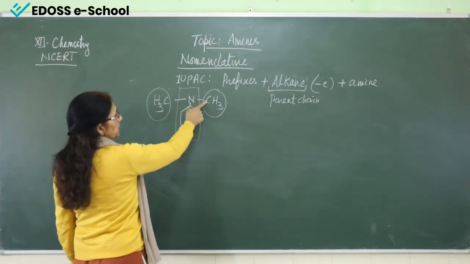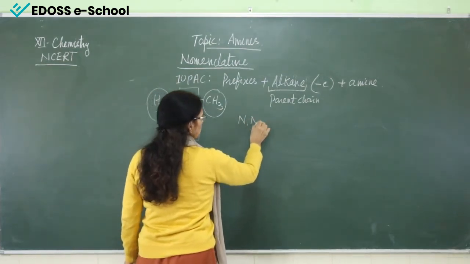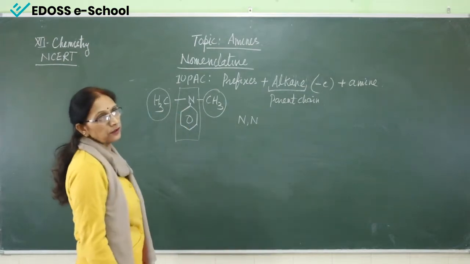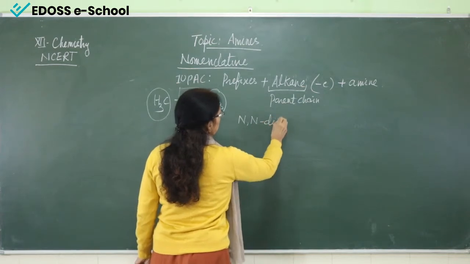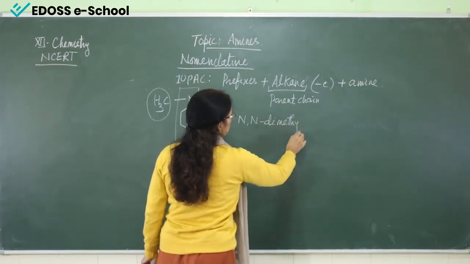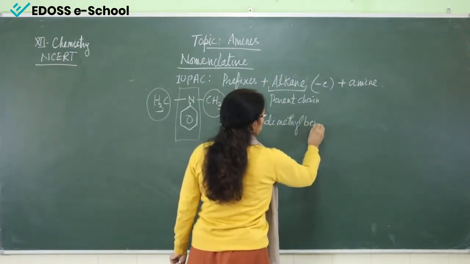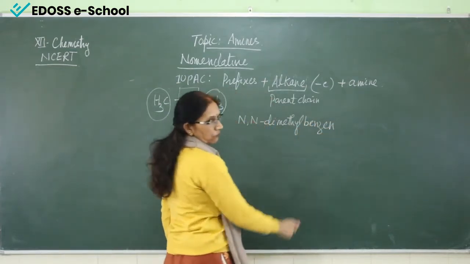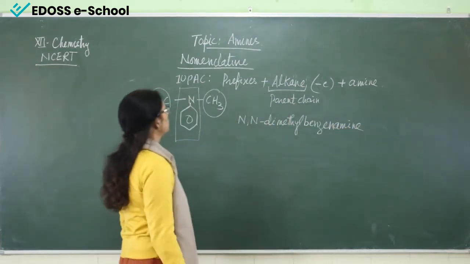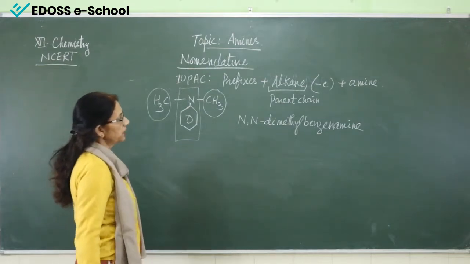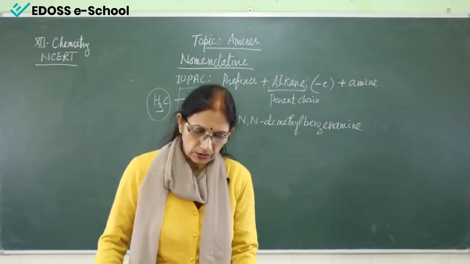So prefixes are attached with N. So we will use N, comma N, because both methyl groups are attached with nitrogen. So it will be N,N-dimethyl, because two methyl groups are attached. Then benzene, remove E and add amine. So this is the nomenclature of this compound, N,N-dimethylbenzenamine. So this is all about the nomenclature.